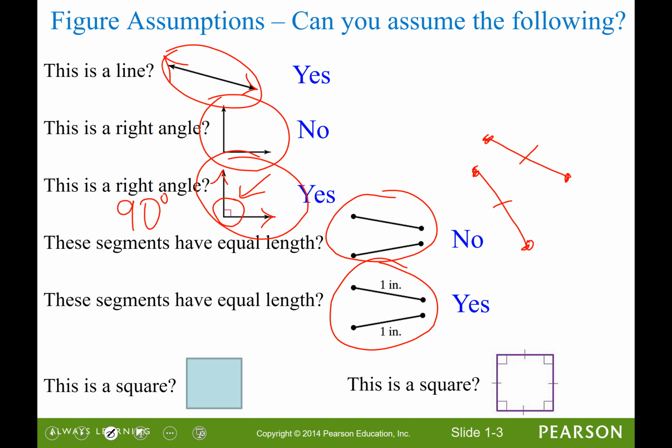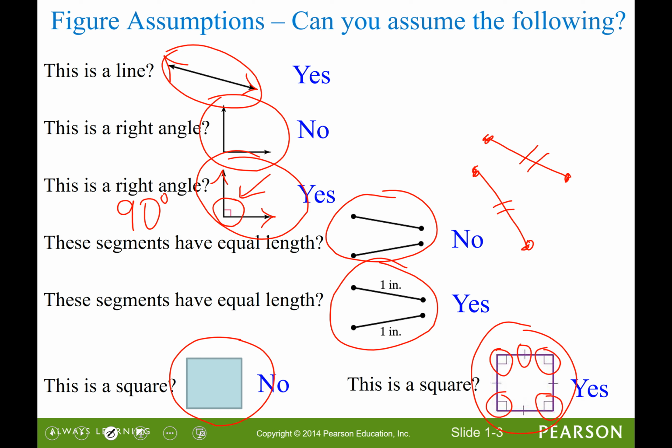Now, if that single tick mark is already used up in your picture, you can step it up to a double tick mark. If they both have it, it means that they are congruent or have equal length. All right, next figure, you see this one here. Can you assume that that is a square? The answer is no, but look at the one next to it. Can you assume that that is a square? And the answer to that is yes, and that is because our geometric code tells us by these little corners that we have all 90-degree angles, and by these tick marks that all four sides are congruent, and that covers our definition of a square.